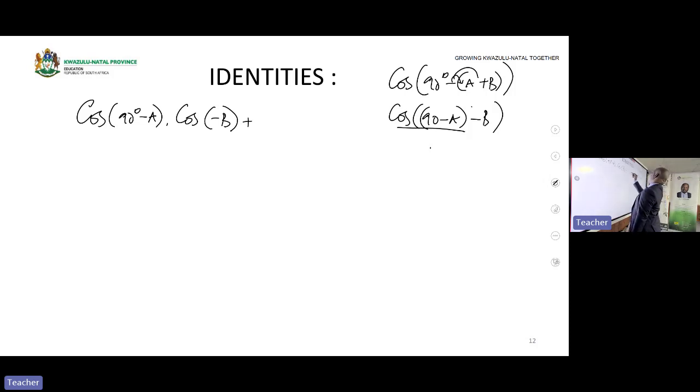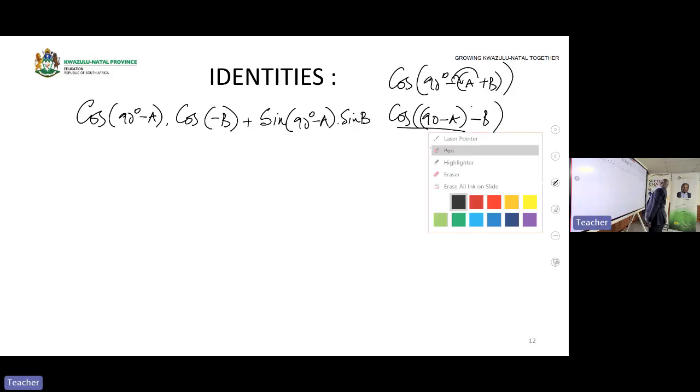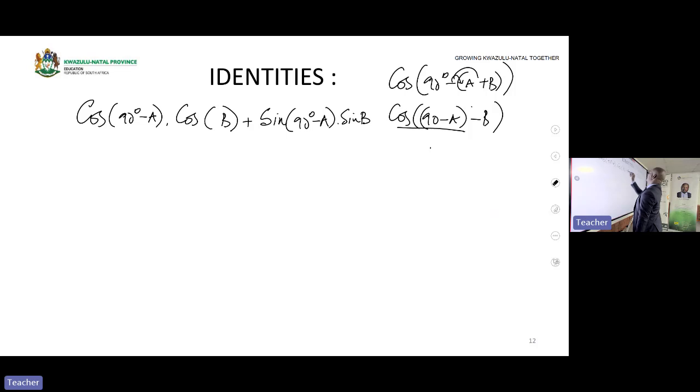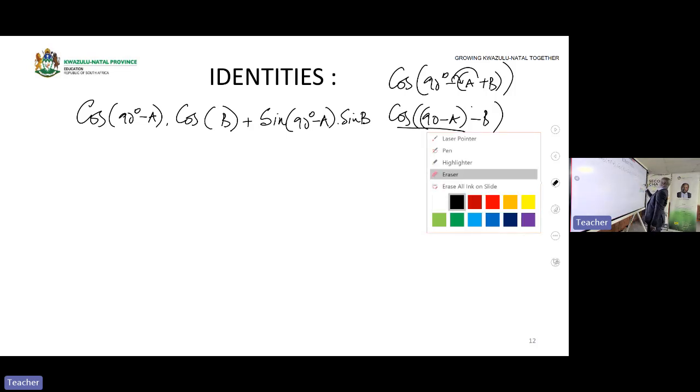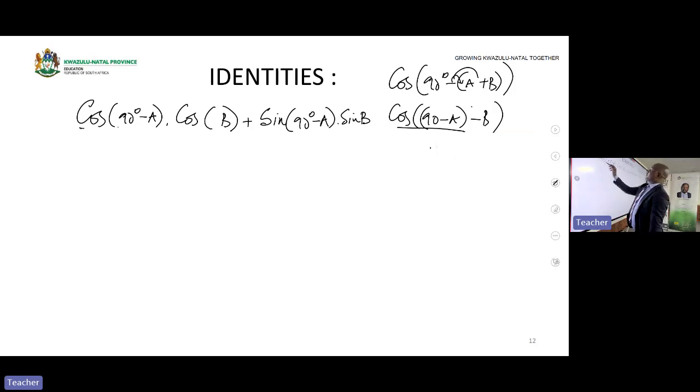It is going to be plus sine of 90 minus A times sine of B. So that's what we need to take note. So it changes sign because of that negative. Now let us simplify. If we simplify this, what is cos 90 minus A? It's going to be sine of A times cos of B plus, what is sine 90 minus A? It is cos of A times sine of B.